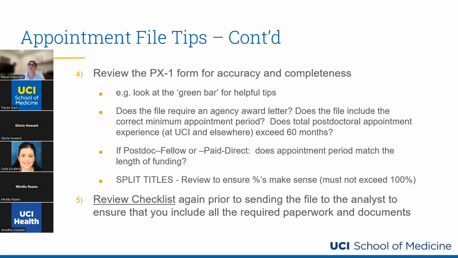If you have an agency award letter, make sure that the information in the letter matches what's on the PX form. And then the last bullet point here, if you have a split title, make sure that the percentages assigned to the employee title and the fellow or paid direct title make sense. And I skipped one, but make sure if you have a fellow or paid direct that the appointment period for that title must match the length of the funding. So you can't give somebody a 2-year fellow appointment if they only have 1 year worth of funding on the agency letter. Okay, so make sure to look out for that.